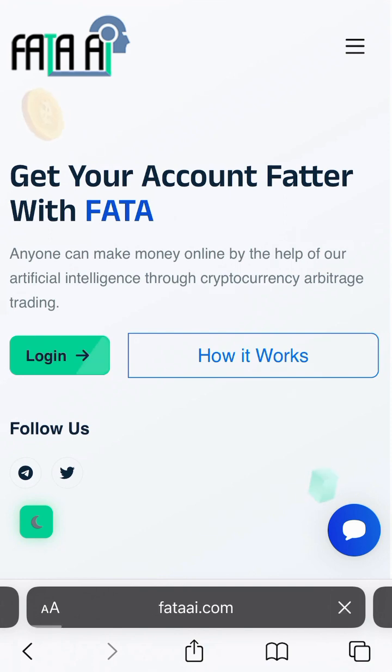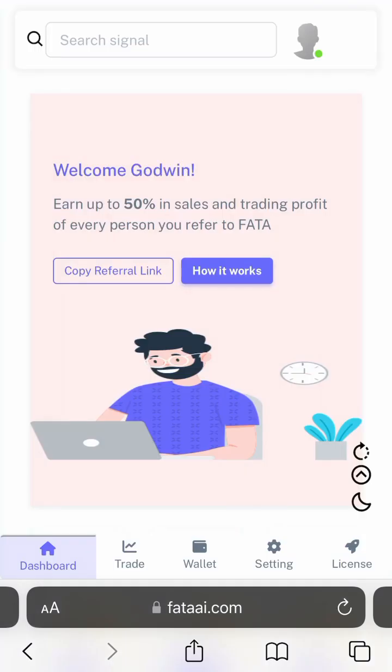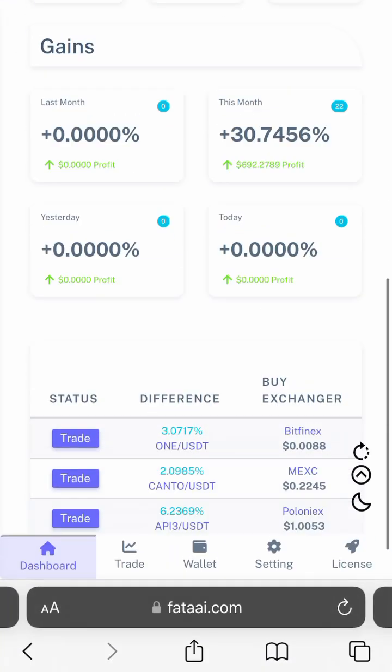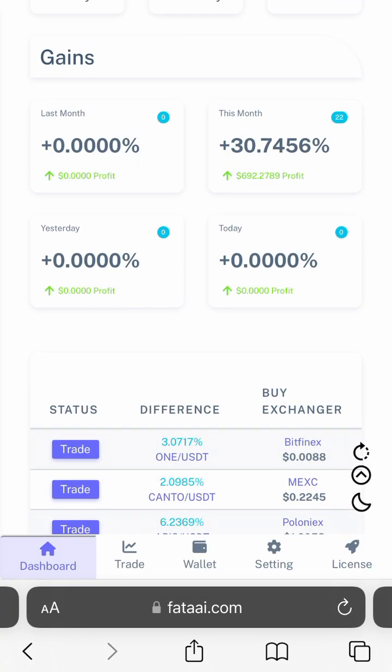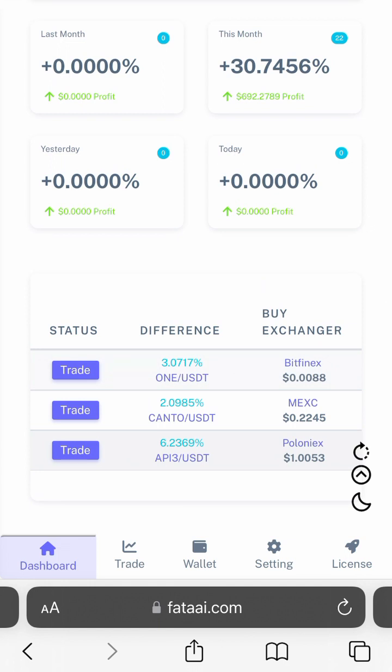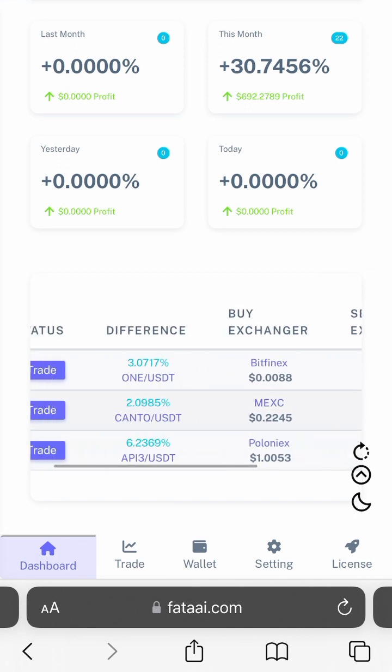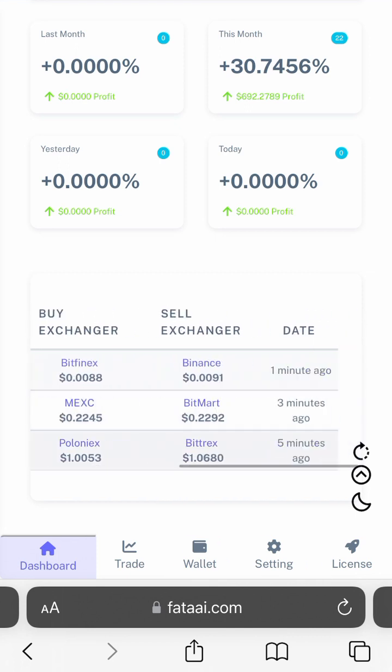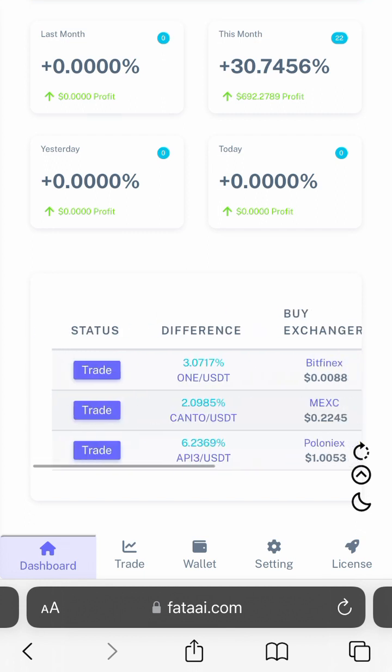Now let me log into my dashboard. This is my Fata dashboard. You see, so far this month I've made 30% in my trades, and I've made a total of 22 trades. I've not traded today. When you look down here, you are going to see tokens that the AI spotted by itself. This one is 1 minute ago, 3 minutes ago, 5 minutes ago.